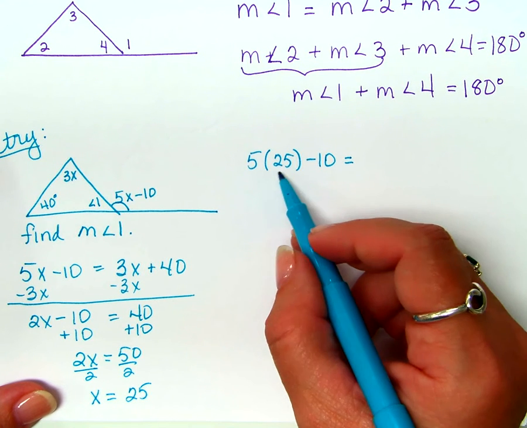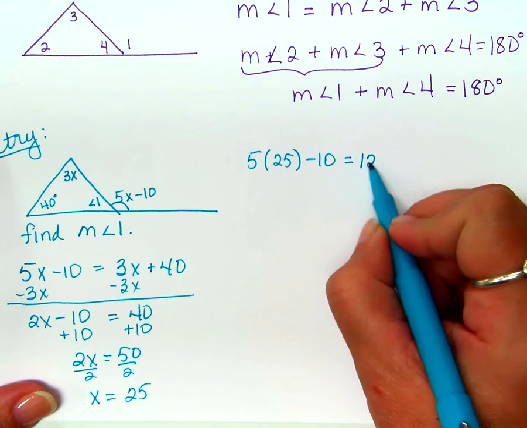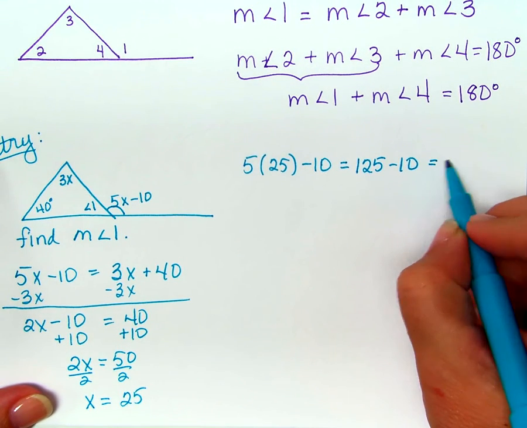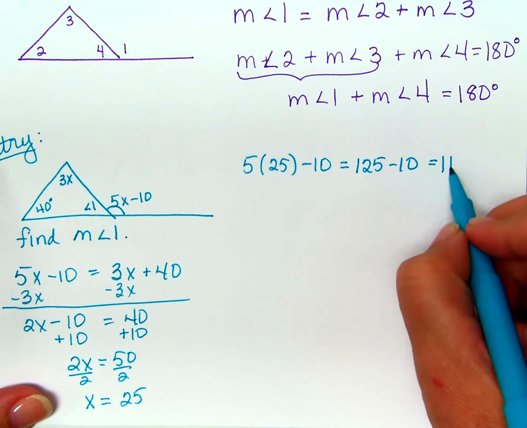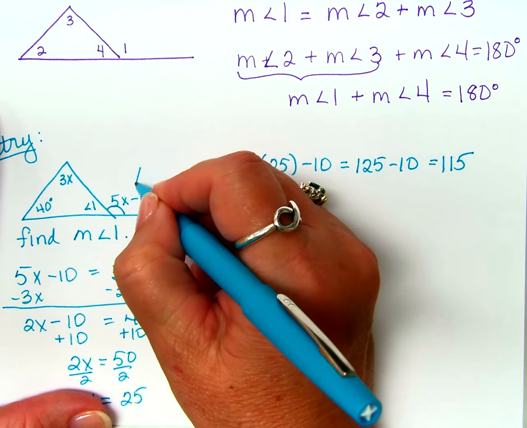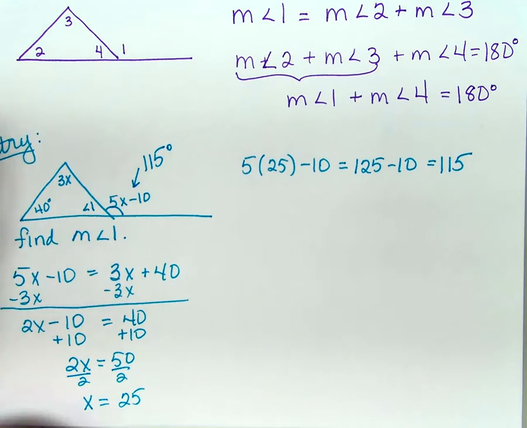How much money do you have if you have 5 quarters? $1.25. So awesome. Minus 10. What's 125 minus 10? Why'd you say shut up? 115. So what did I just find? That is 115 degrees, isn't it?